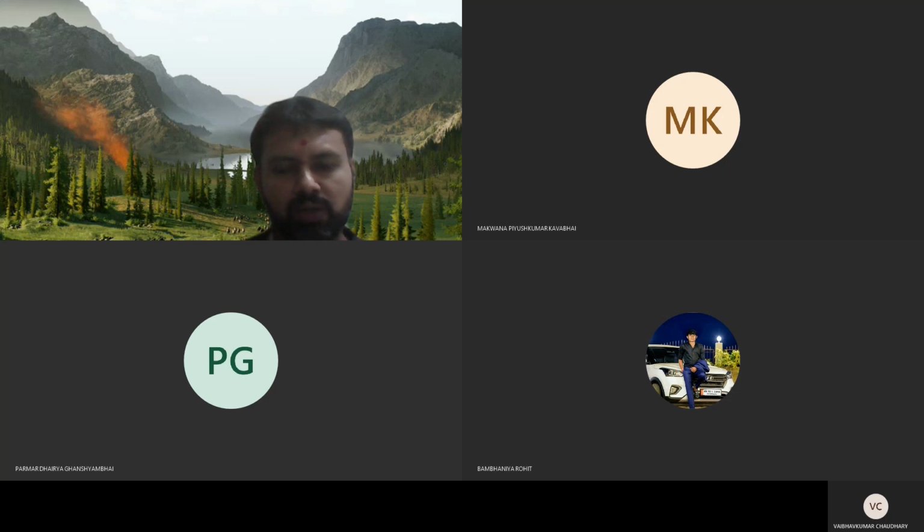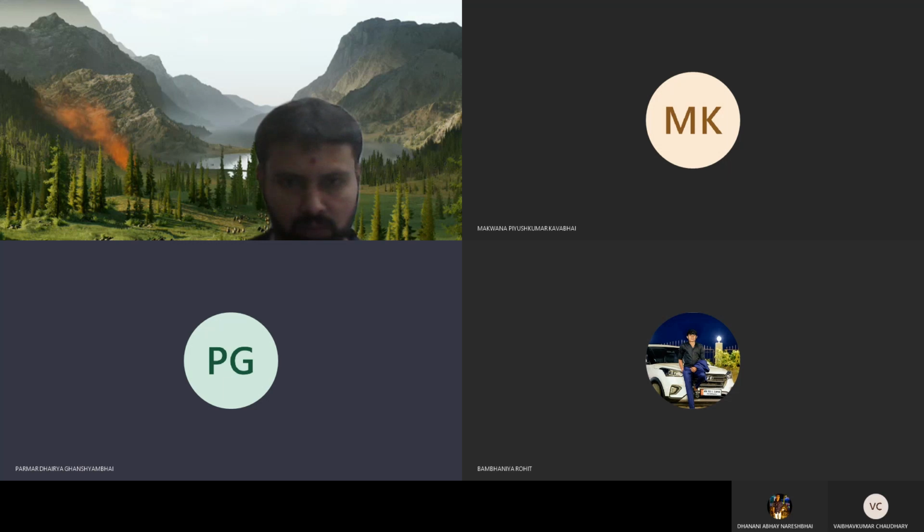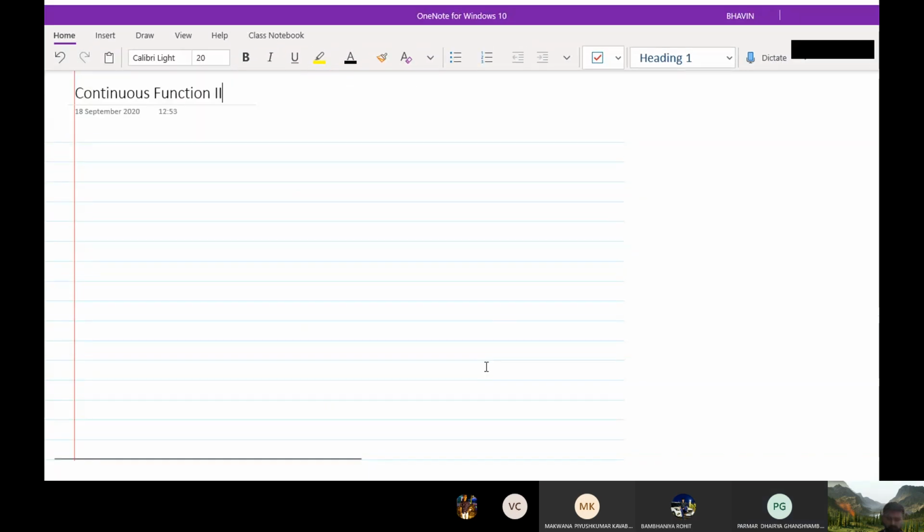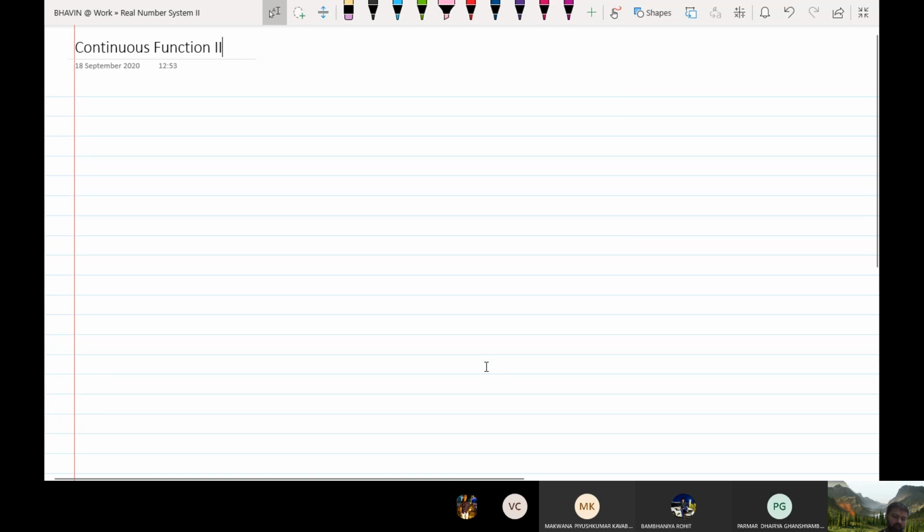So, when can we say that f is continuous at x equal to a? What is the definition? f is continuous at point a if and only if limit x tends to a, f(x) is equal to f(a). And then we say that f is continuous at point a. So recall this.